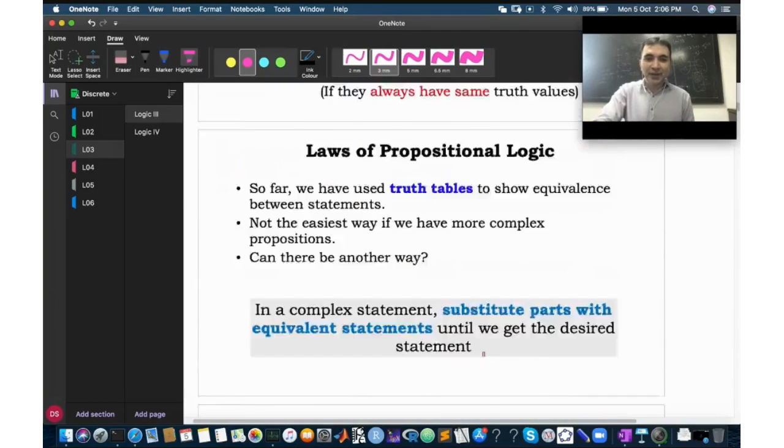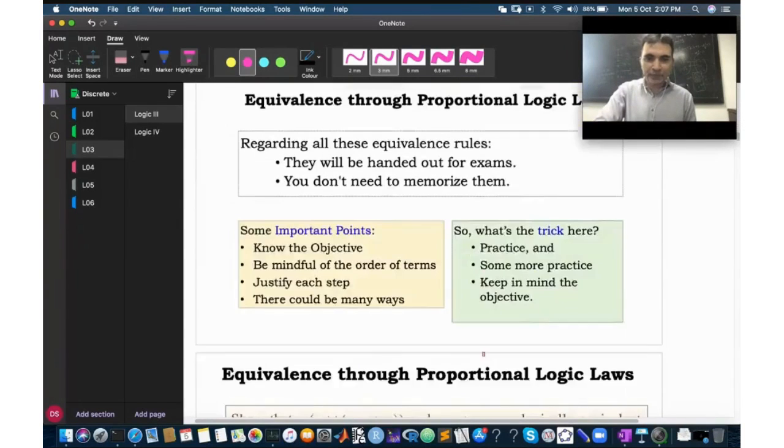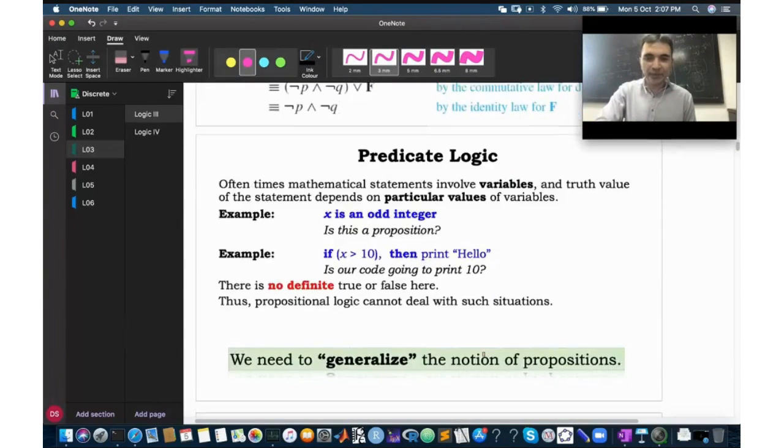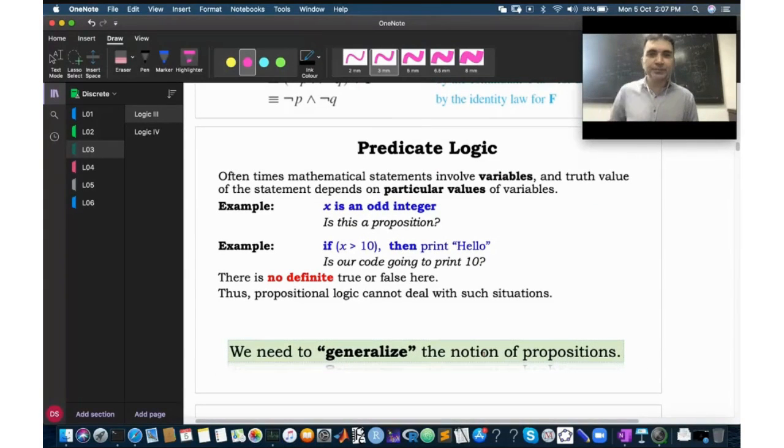All right. Okay, so here is our first example of turning a predicate into a proposition.